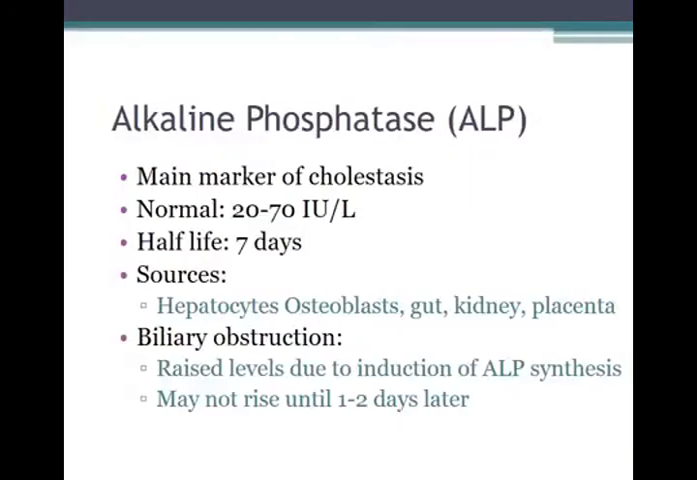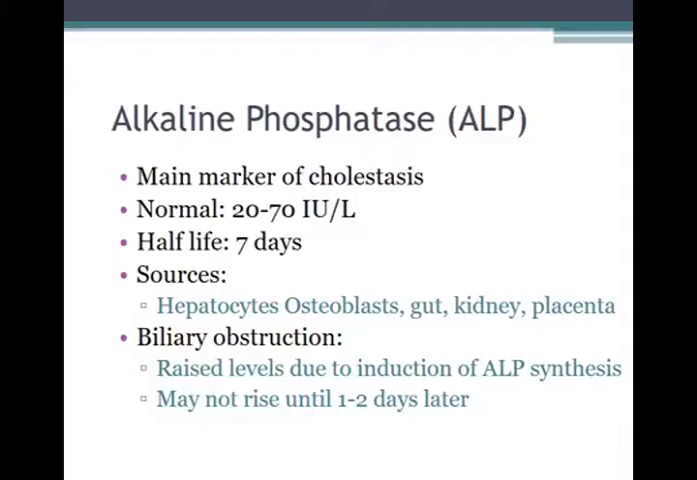Cholestasis. Alkaline phosphatase is the main marker of cholestasis. The normal values vary among different laboratories. The half-life is 7 days. Basically, it is produced from the hepatocytes. It is also present in the bone, gut, kidneys, and placenta.